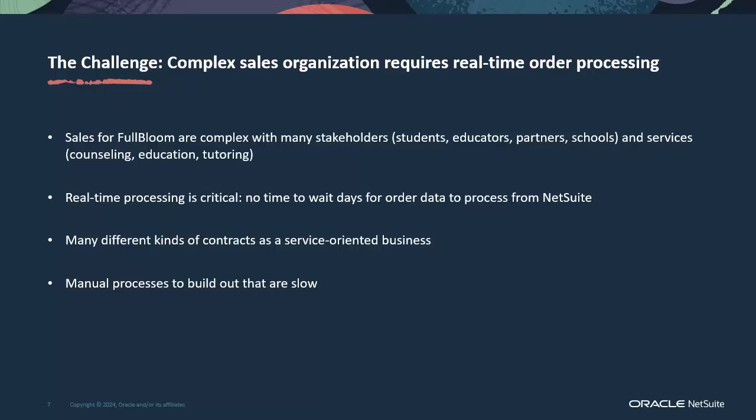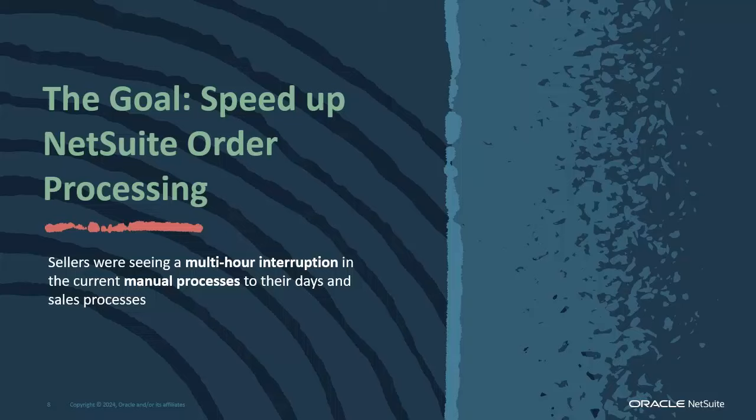So from this framing of the challenge, we can understand the goal. We need to speed up, and thus we need to automate, critical aspects of our NetSuite order processing so that we can avoid these interruptions and delays that might threaten FullBloom's relationship with their important clients.